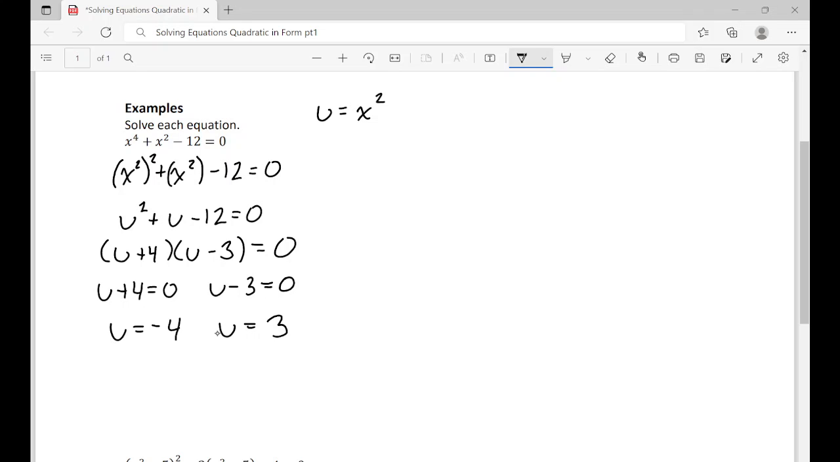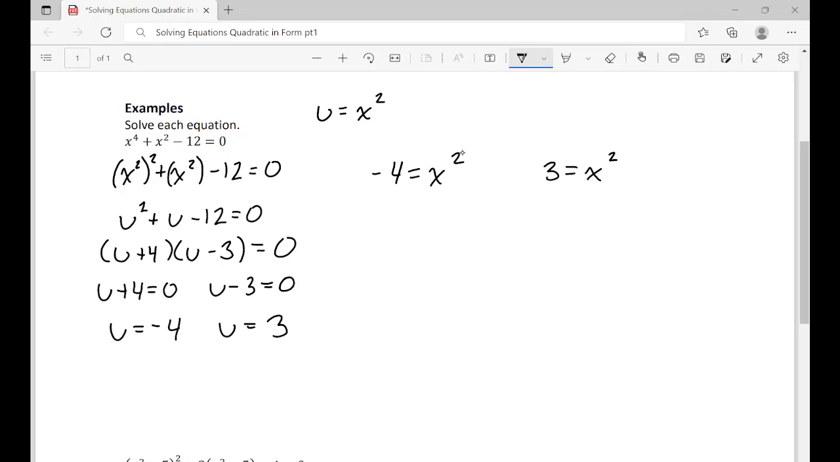But remember, the original equation had x's. This has u's. So I know what u is, but I don't know what x is. So I'm just going to go back up here to my substitution and solve for x. So u is equal to negative 4, so I'm going to have negative 4 equals x squared, and u equals 3, so I'm going to have 3 equals x squared. Now I'm going to solve for both and get my answers.